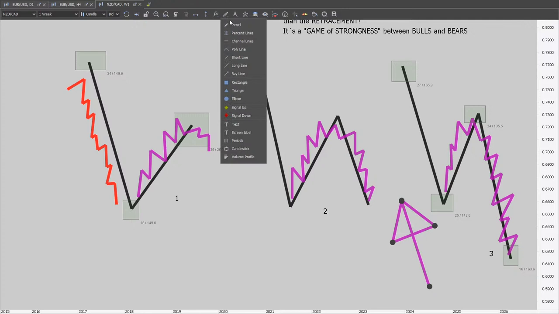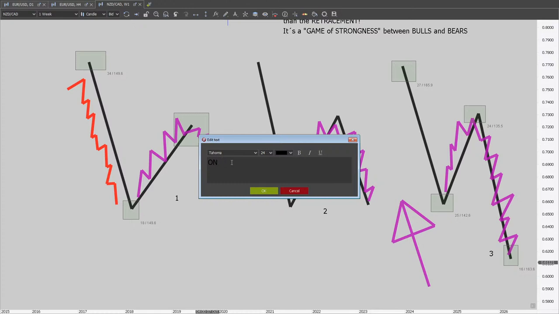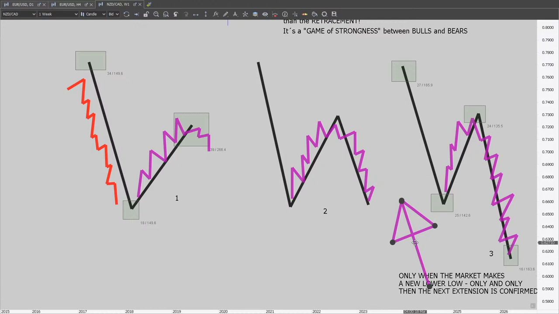Only, okay, one more time. Only when the market makes a new lower low, only then is the next extension confirmed. Only when the market makes a new lower low, only and only then this extension is confirmed.